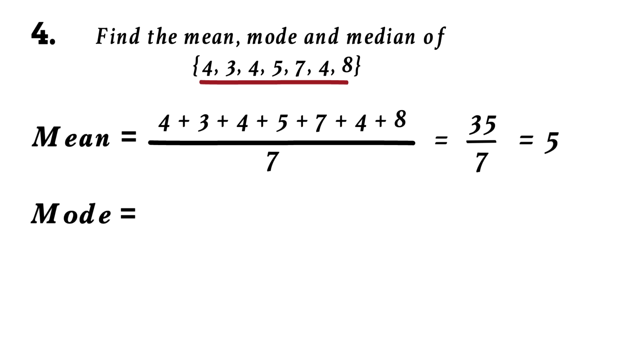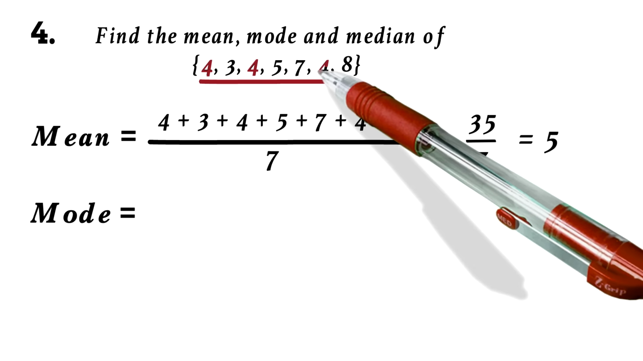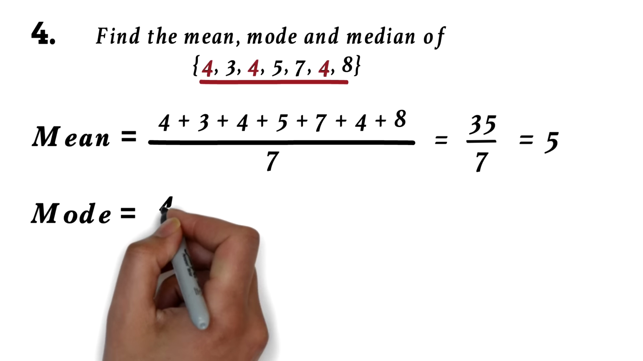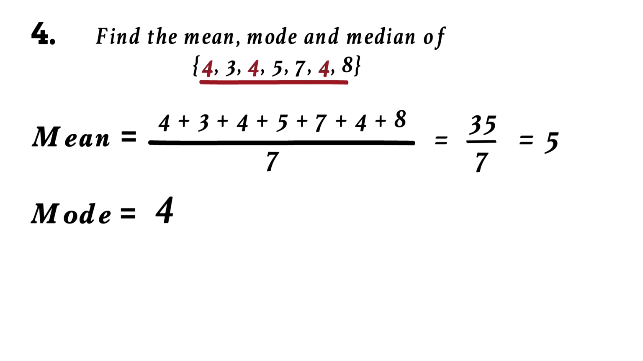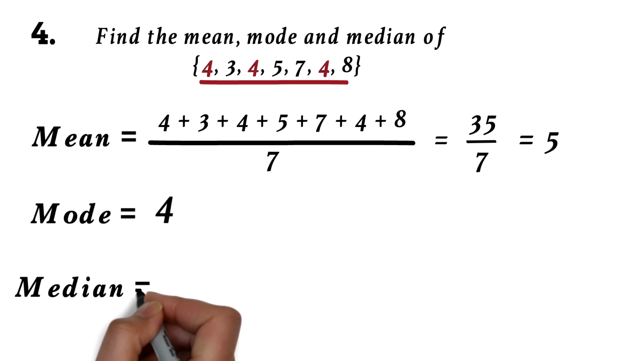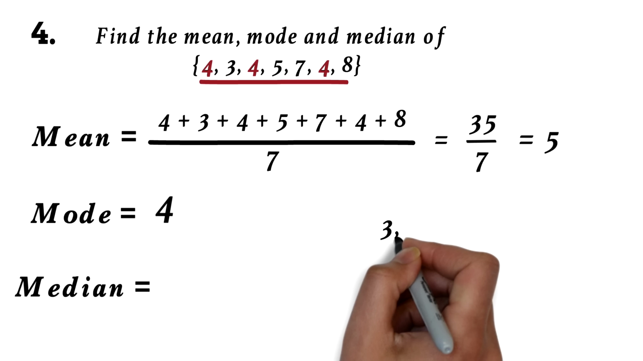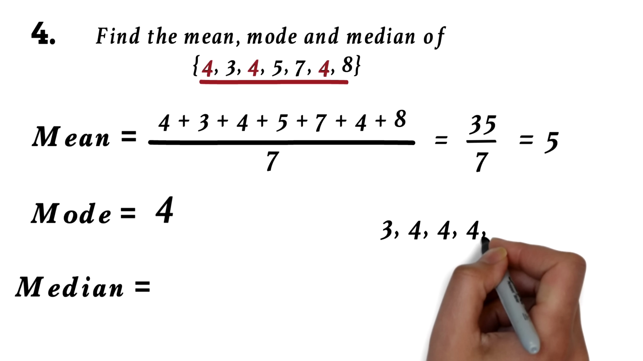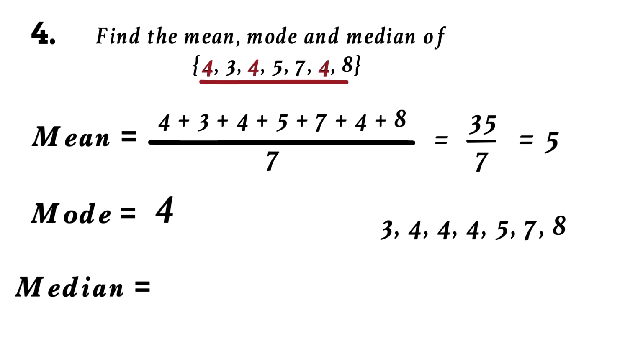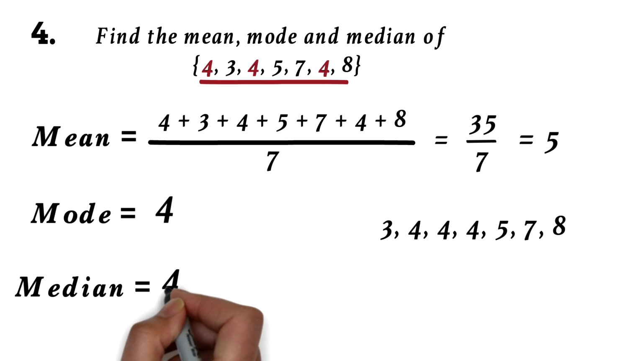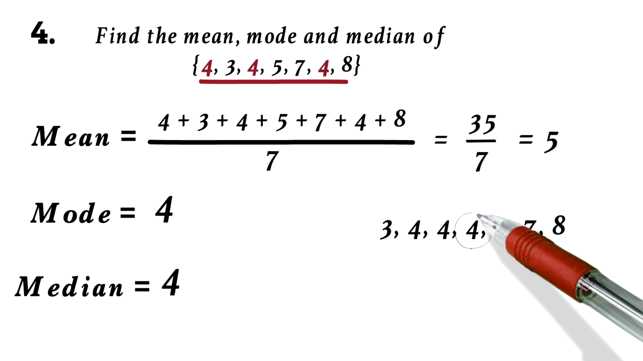The mode is the item with the highest frequency. Here, there are more 4s than any other number, so 4 is the mode. The median is the middle number. To find the median, we first have to arrange the numbers. So we have 3, 4, 4, 4, 5, 7, and 8. Here, the median will be 4. It's the number in the middle.